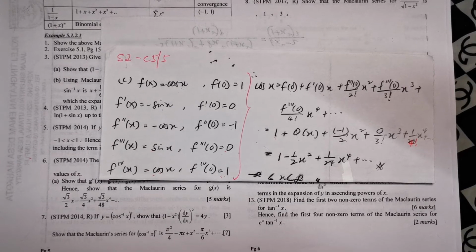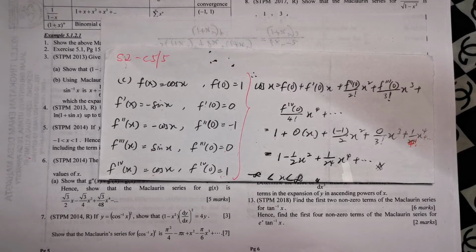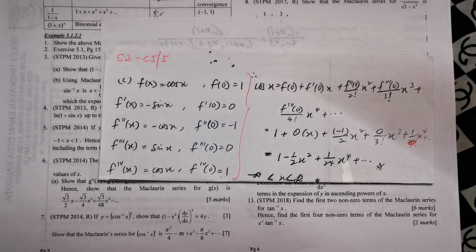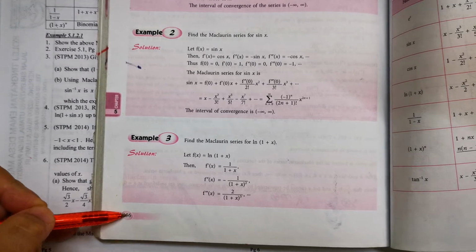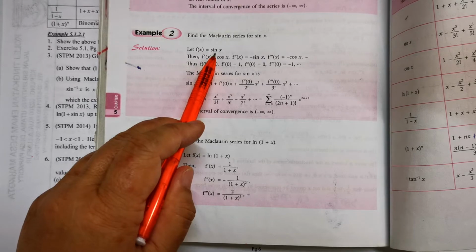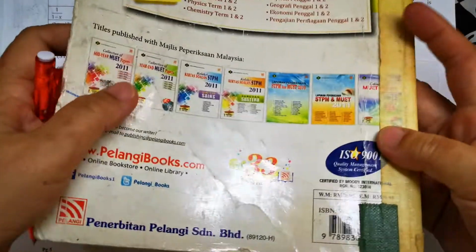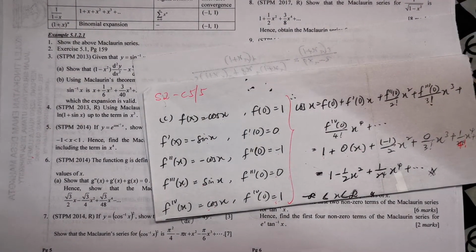And as I said just now, for how to get the Maclaurin series for sine x, you can refer to your textbook. It's actually shown in your textbook. Page 156, Example 2. This is how you use Maclaurin's theorem to find the expansion for sine x. You can refer here. So this is for cos x.